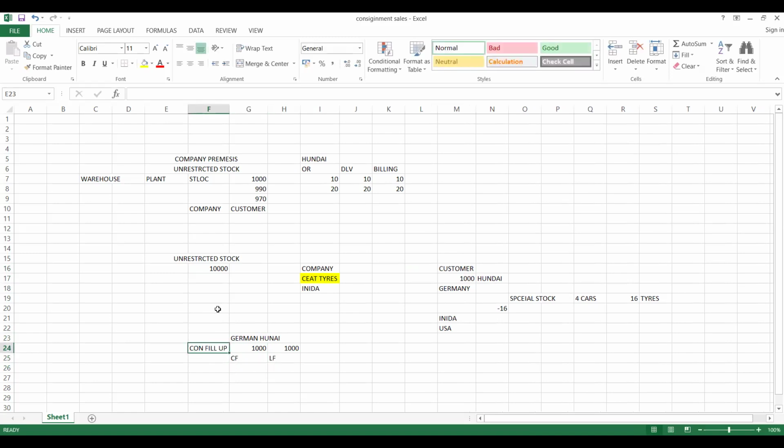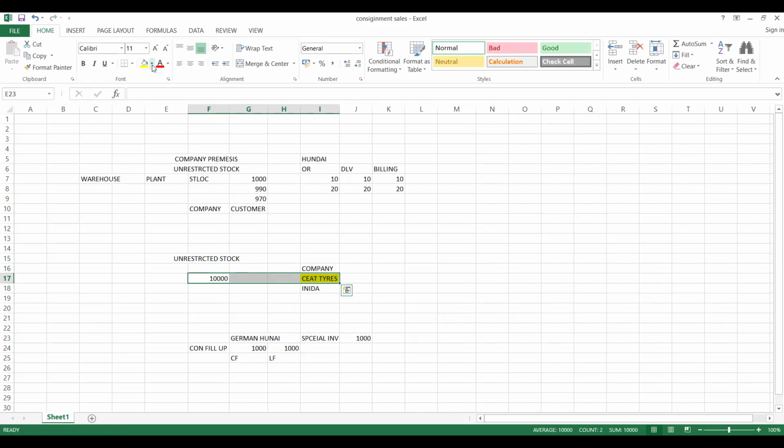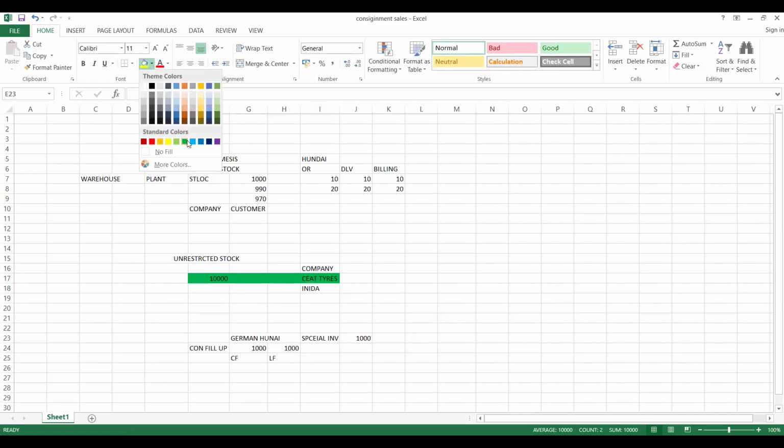Once you do this from CET, of the 10,000 stock, 1000 will be reduced and placed at the customer location as special inventory. Let me represent it with one color so that you can understand better. From the company CET stock of 10,000, I placed 1000 as a special stock. Special stock is this one.